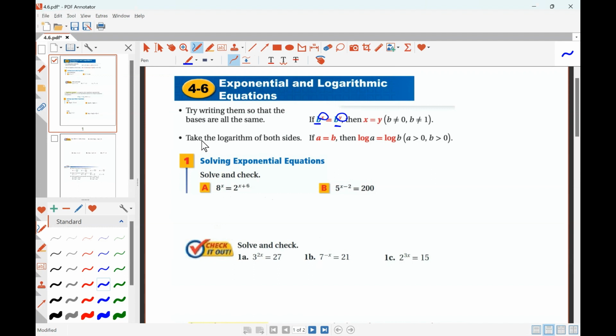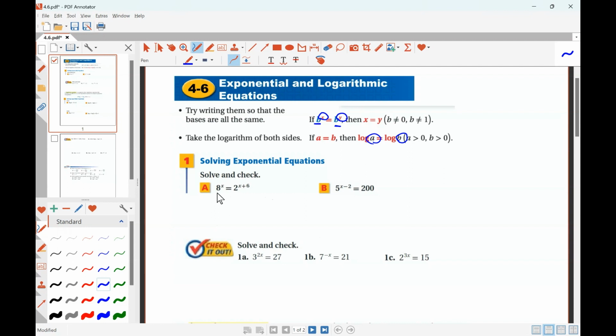The second technique that we're going to use is taking the logarithm of both sides. By doing so, we will set the expressions written right beside the logs equal to each other. So let's start solving the questions.